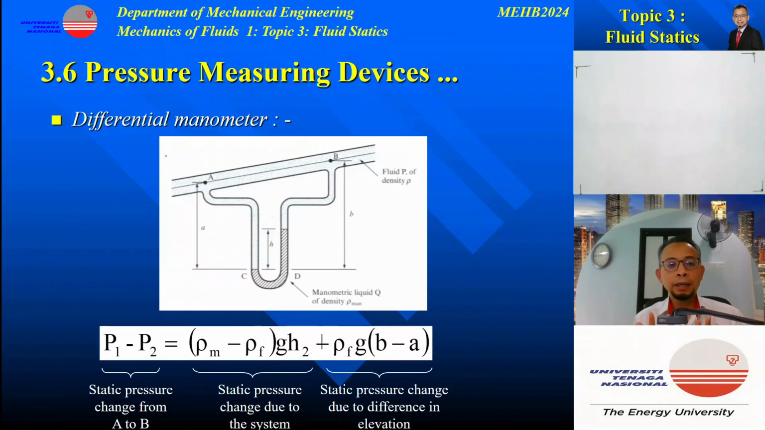So we can conclude that the pressure change will be equal to static pressure change due to the systems, (rho M minus rho F) g h, where h is the deflections of the manometer, and the static pressure change due to elevations, rho F g L.